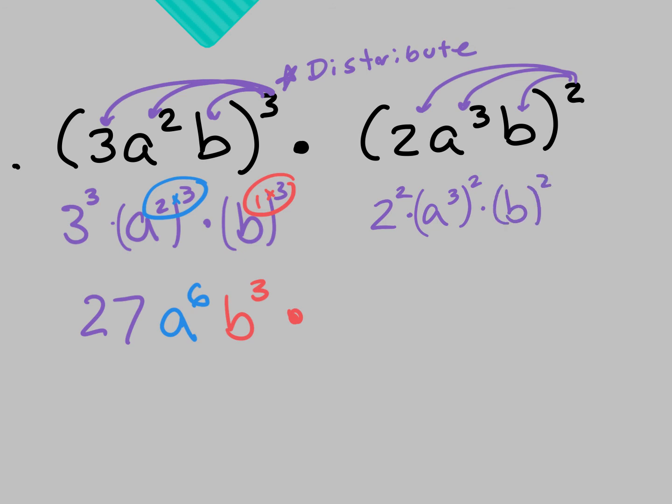So it's 2 to the second power. 4. What is A to the third power to the second power? 6. Perfect. When you have a power raised to a power, you multiply. So that would be A to the 6th power.